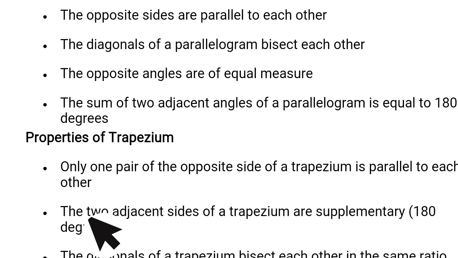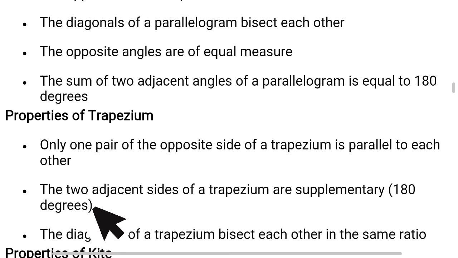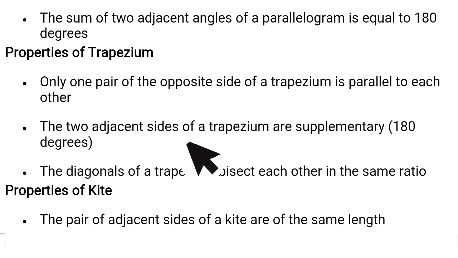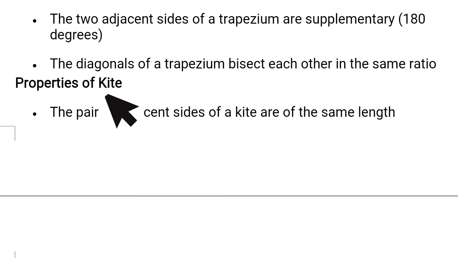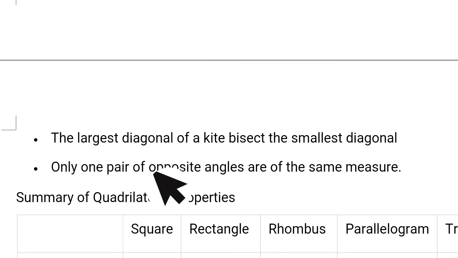Properties of trapezium. Only one pair of the opposite sides of trapezium is parallel. The two adjacent angles of a trapezium are supplementary, means 180 degrees. The diagonals of a trapezium bisect each other in the same ratio. Properties of kite. The pair of adjacent sides of a kite are of the same length. The largest diagonal of a kite bisects the smallest diagonal. Only one pair of opposite angles are of the same measure.